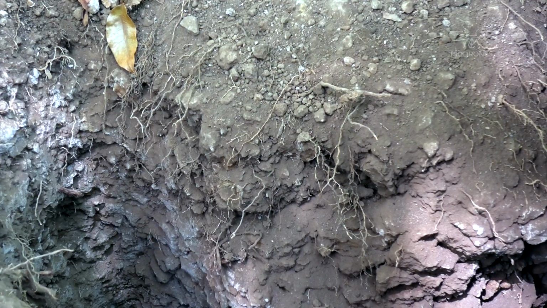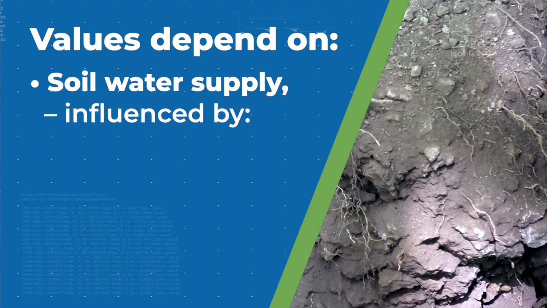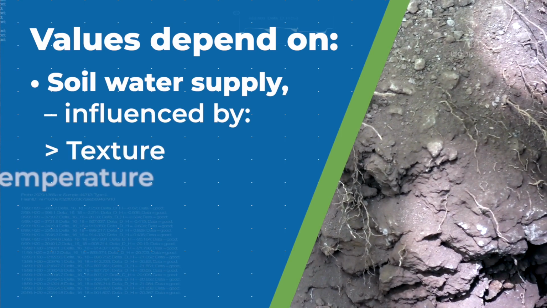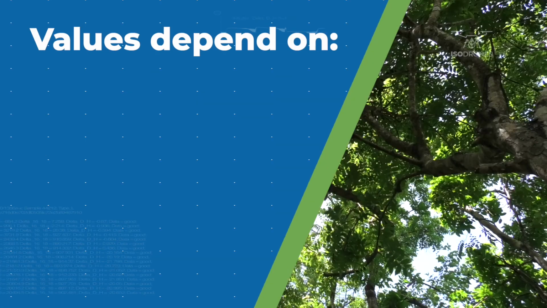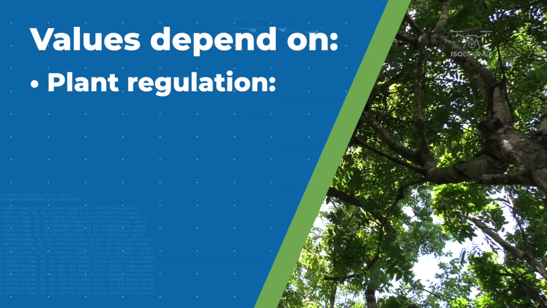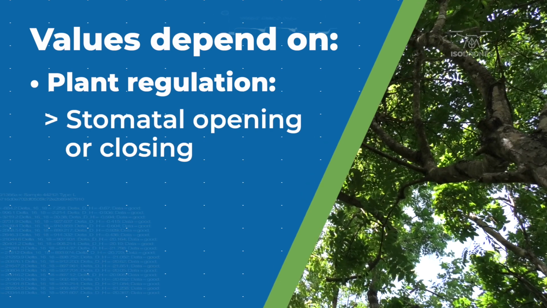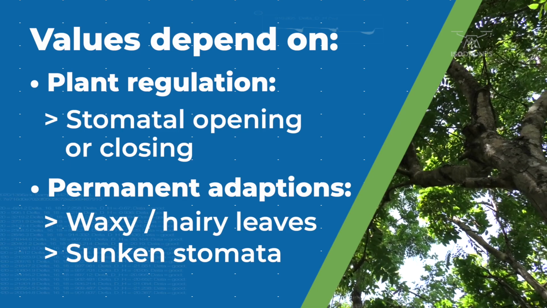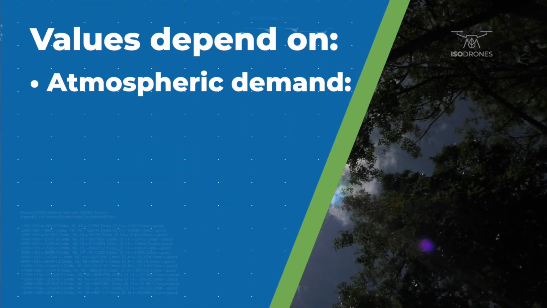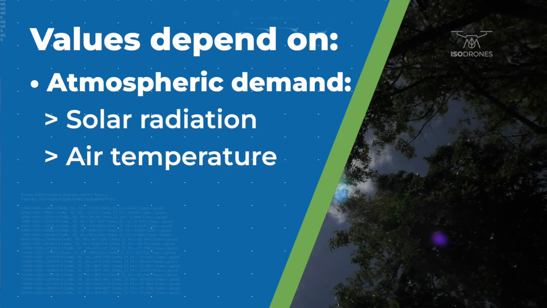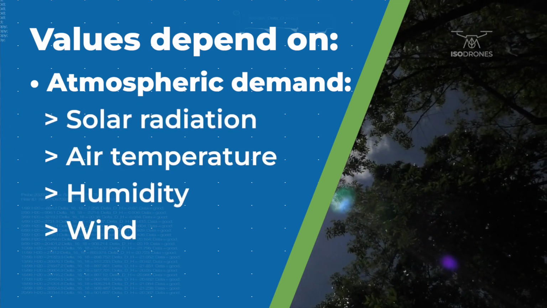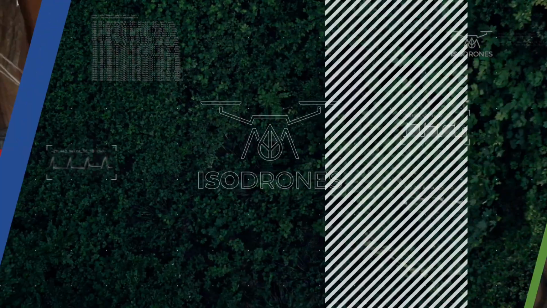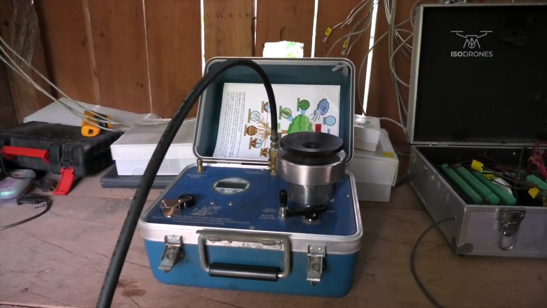The value that we measure is dependent on the water supply in soils, influenced by the texture, the temperature, and also the plant's root system. It's also influenced by plant regulation, so mainly stomatal opening or closing, but also permanent adaptations like waxy or hairy leaves or sunken stomata. And then the atmospheric demand also impacts it, which is determined by solar radiation, air temperature, humidity, and wind. So essentially, the plant water potential that we measure reflects a plant's water status as well as atmospheric conditions. This is the device we use to measure plant water potential.